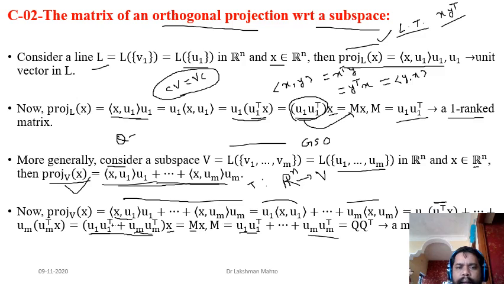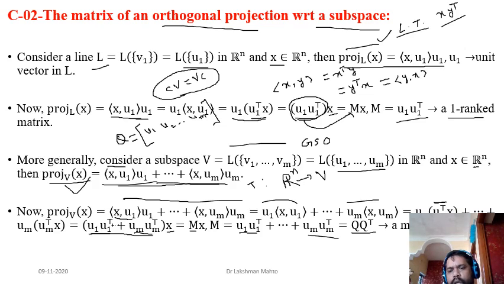Q is the matrix whose columns come from the orthonormal basis. The first column of Q would be u1, the second column would be u2, and likewise the last column would be the last orthonormal basis vector um. So this one is Q. With a little adjustment, you can observe that this matrix M is nothing but the product of Q and Q transpose, where Q is an orthogonal matrix whose columns come from the orthonormal basis. So easily you can construct it.